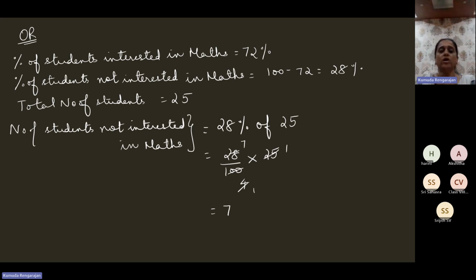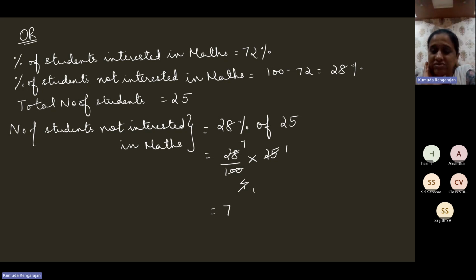So when we're talking about interested in maths, the other part is not interested in maths. Like a coin has two sides, this topic has two sides. Students interested in mathematics, students not interested in mathematics. If 72% are interested in mathematics, then 100 minus 72, 28% are not interested in mathematics. So percentage not interested is 28%. So number of students not interested will be 28% of the total 25.